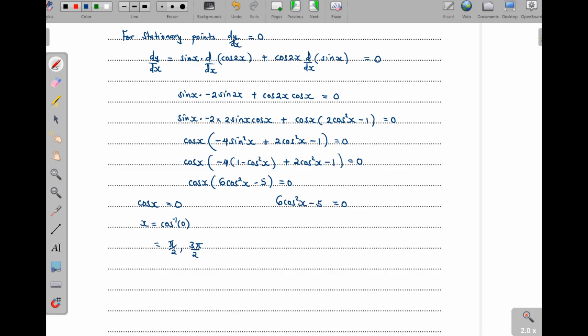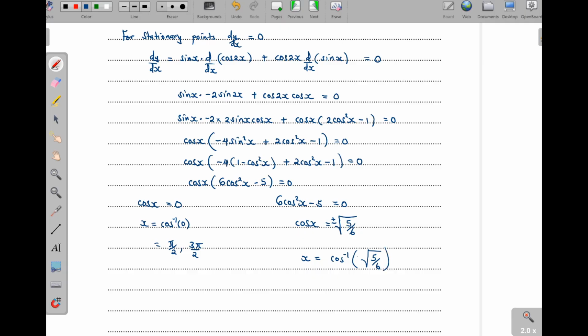We equate it to 0. Then you have cosine of x, which is going to be equal to plus or minus the square root of 5 over 6. Okay, and then our x is going to be the arc cosine of this one here, 5 over 6, either the positive or the negative.